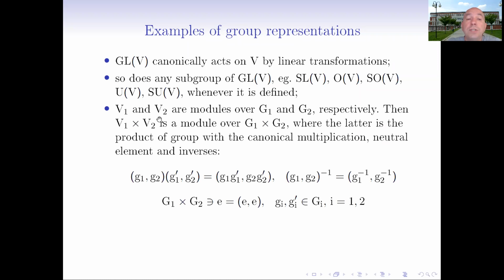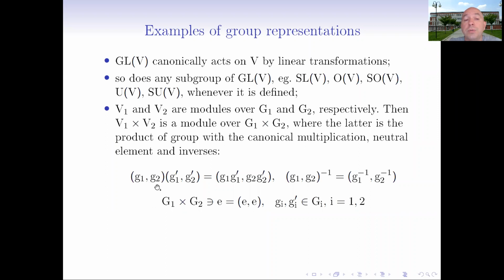Suppose V1 and V2 are modules over G1 and G2 respectively. Then let's consider the Cartesian product, V1 cross V2, or direct product, and the direct product G1 times G2. And then V1 cross V2 is a module over G1 times G2. The latter is a group, again, with the product structure.